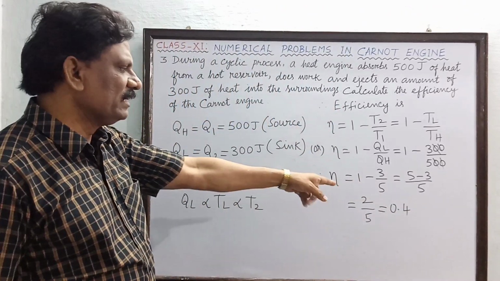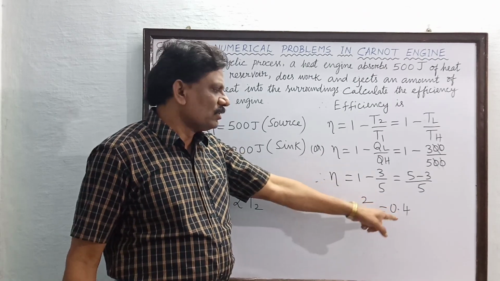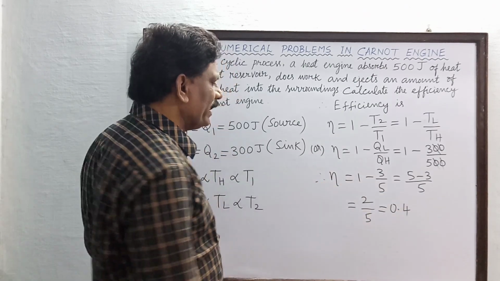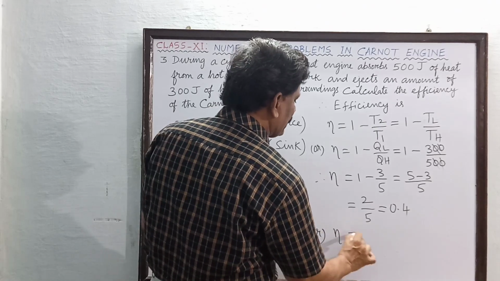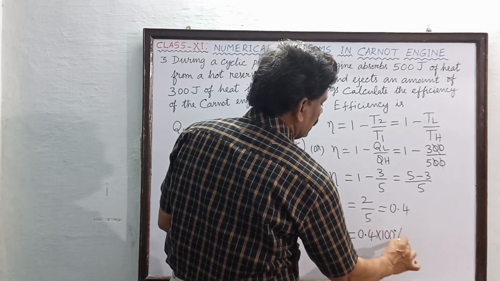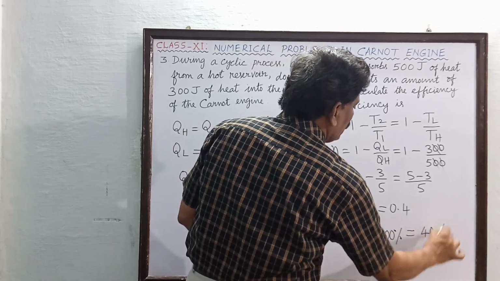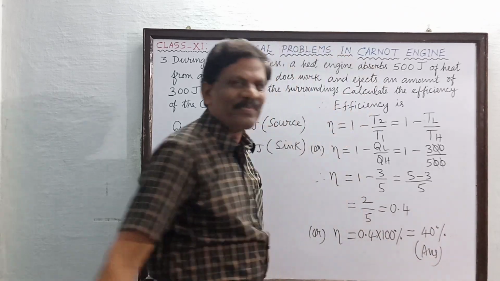So, the efficiency in percentage we have to find out. So, we have to multiply this 0.4 by 100. Okay, or the percentage efficiency eta is now equal to 0.4 into 100. So that this is equal to 40% is the correct answer.